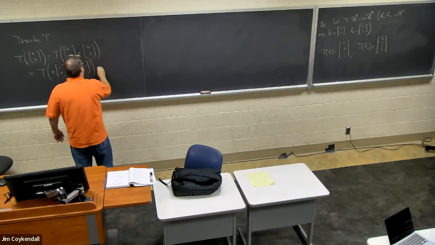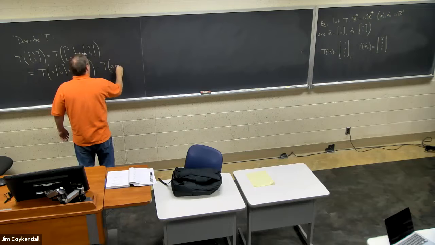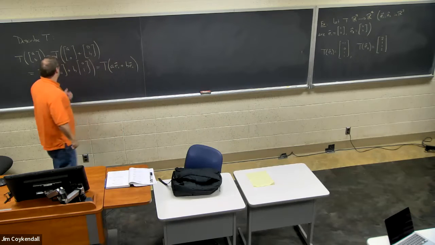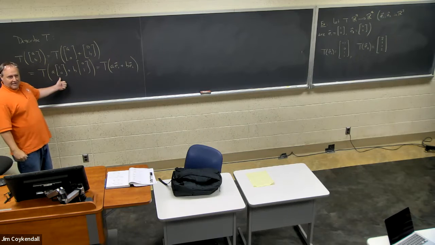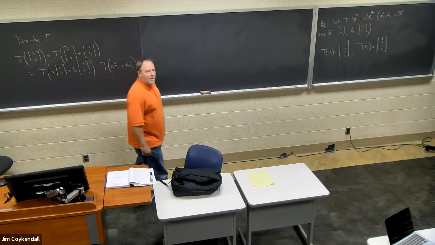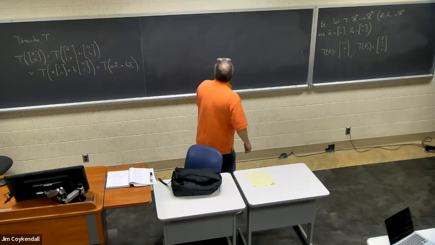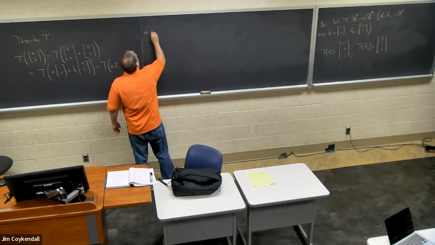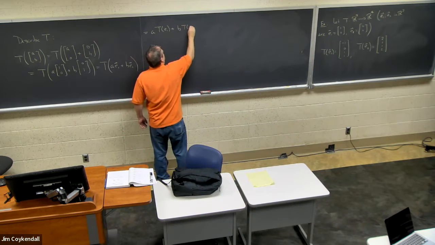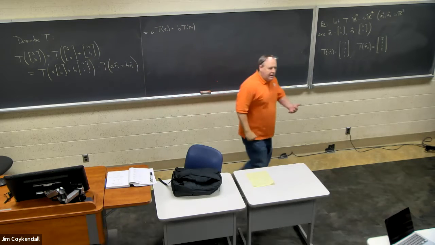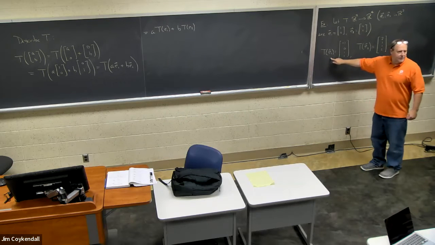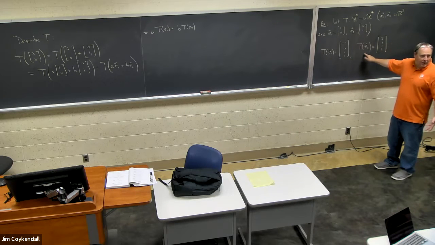And this is T of AE1 plus BE2, because that thing's E1 and that thing's E2. Now, what do I know about linear transformations? Linear transformations break up. This is A TE1 plus B TE2. And what do you mean? I know exactly what TE1 and TE2 are, correct?